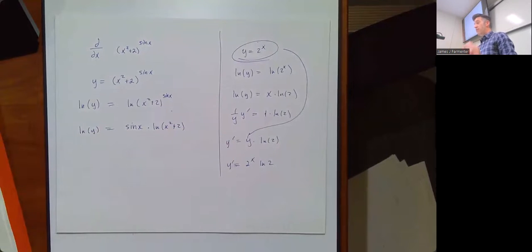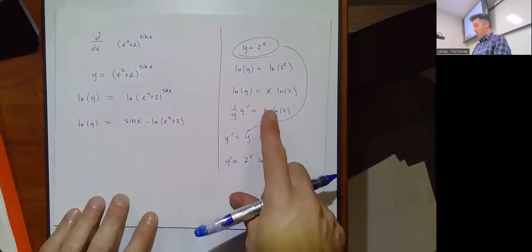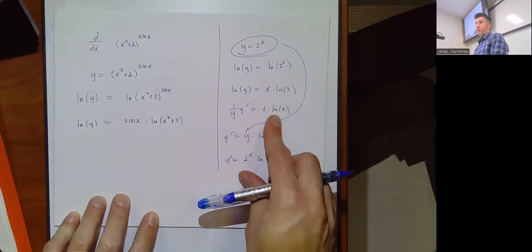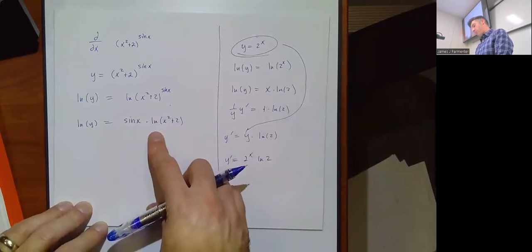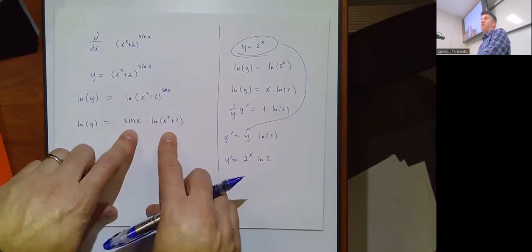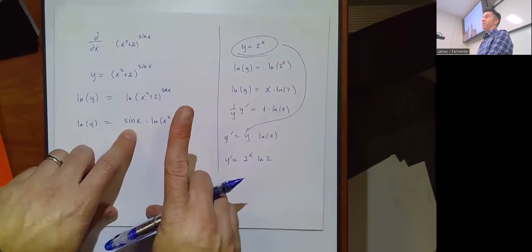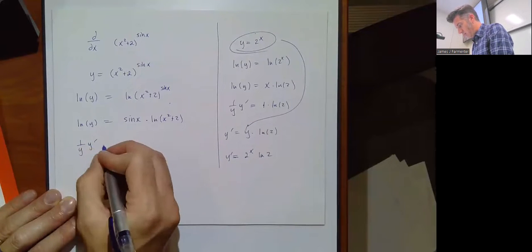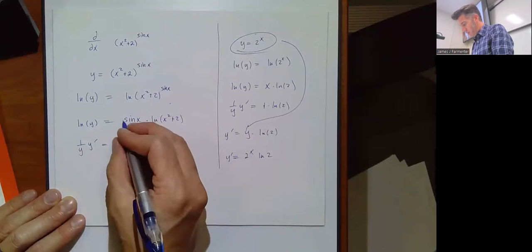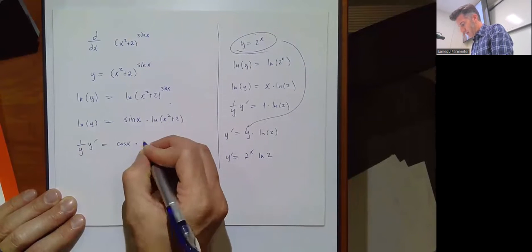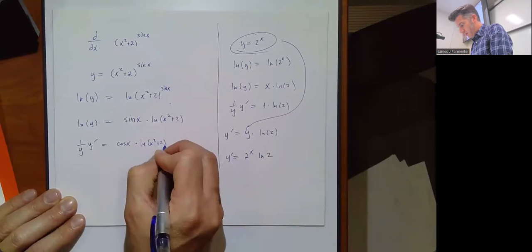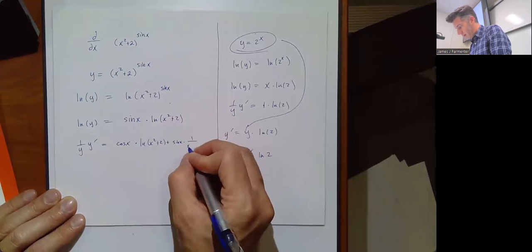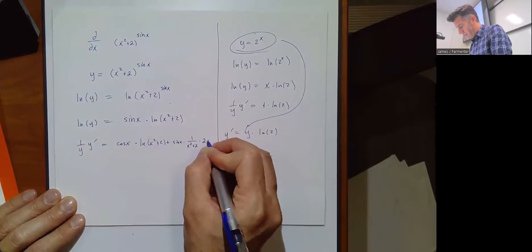Okay. So the main difference between this process and that process is when we take the derivative of both sides here, the right side is just x times a constant, and the derivative is 1 times a constant. On this problem, when we take the derivative of the right-hand side, we're going to have to use the product rule, because you have sine of x times natural log of x squared plus 2. So differentiating both sides, you get 1 over y times y prime equal to product rule: the derivative of sine is cosine, times the other thing left alone, plus leave the sine alone, and the derivative of the natural log of some stuff is 1 over the stuff times the derivative of the stuff.